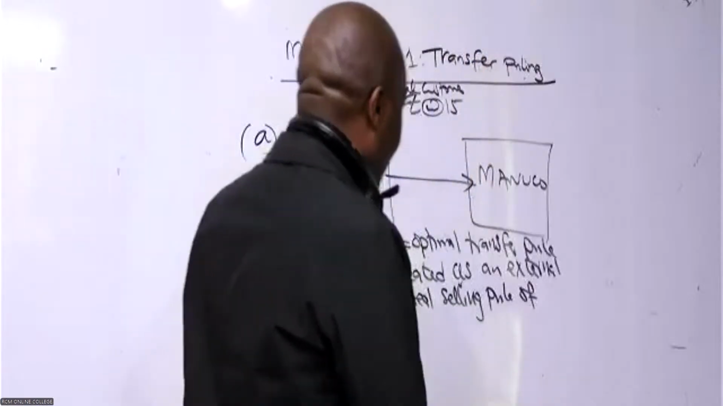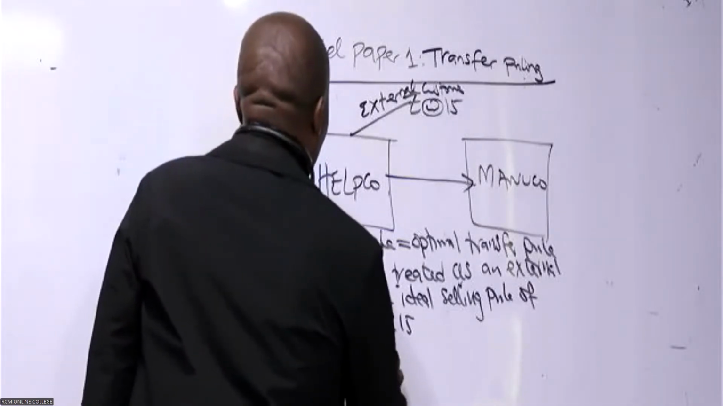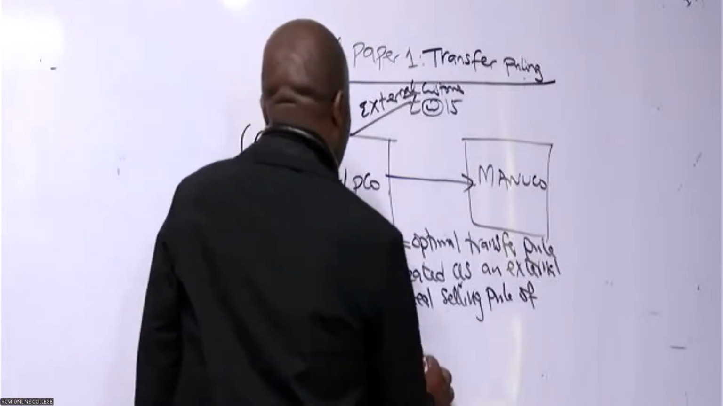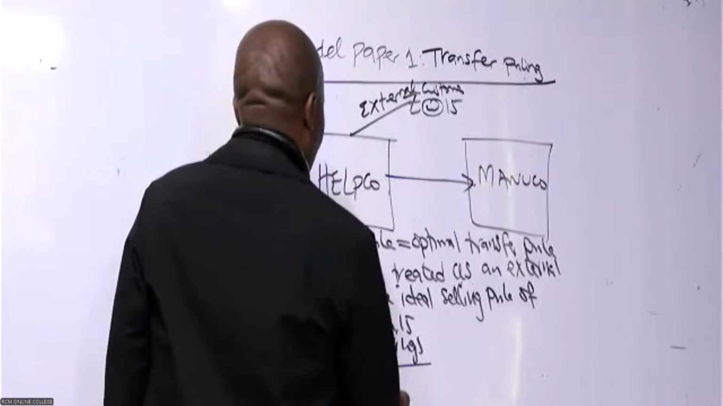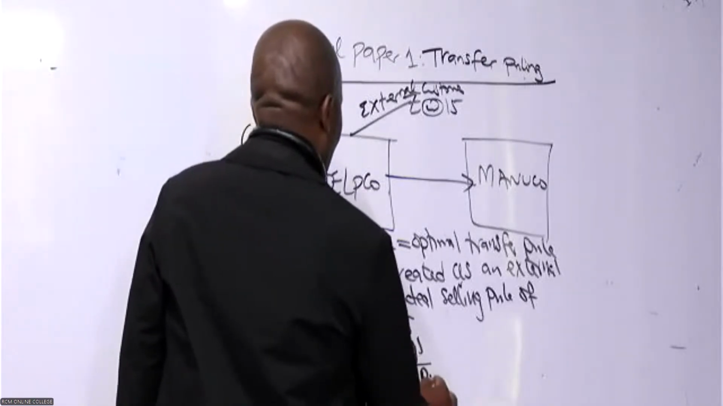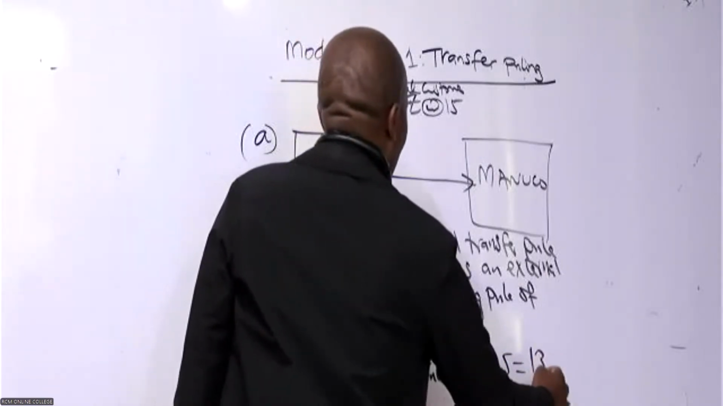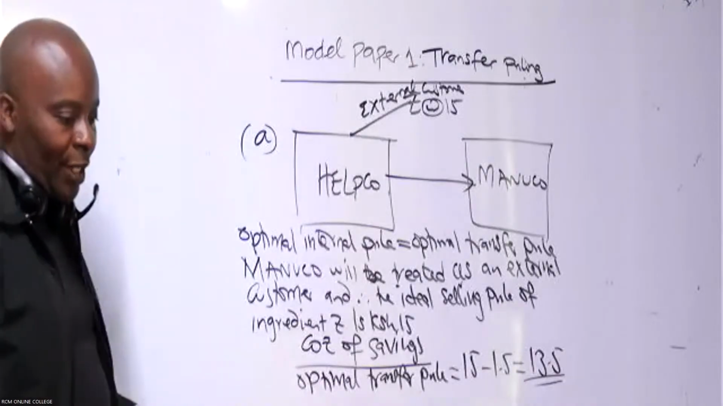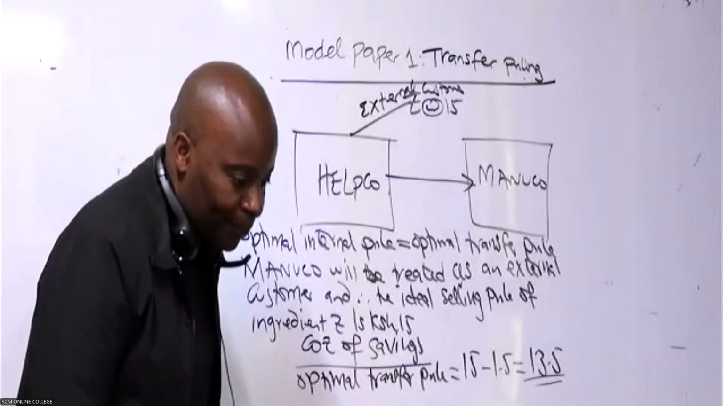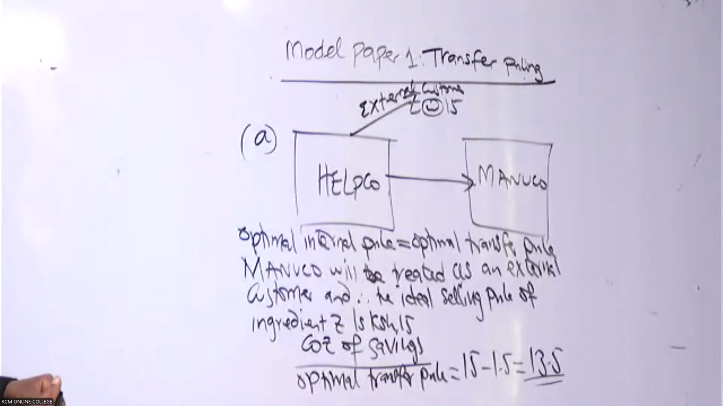Now, because of the savings on packaging price, the optimal transfer price will be 15 minus 1.5, which gives us 13 point what here, somebody? Which gives us 13.5. Yeah, which gives us 13.5. Great, thank you. Which gives us 13.5.